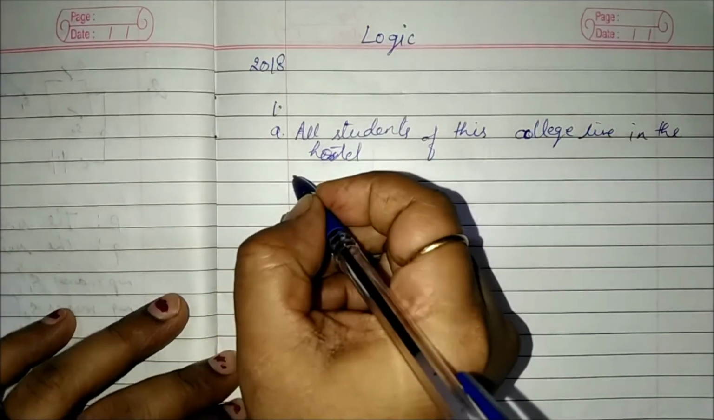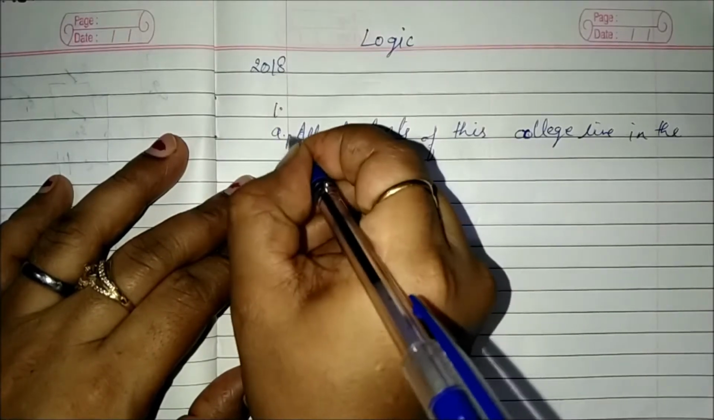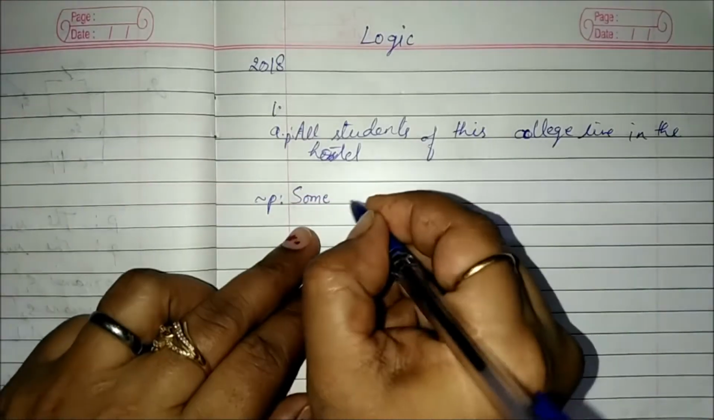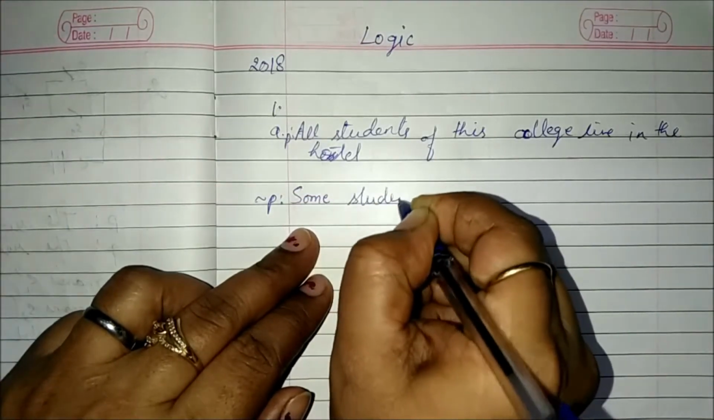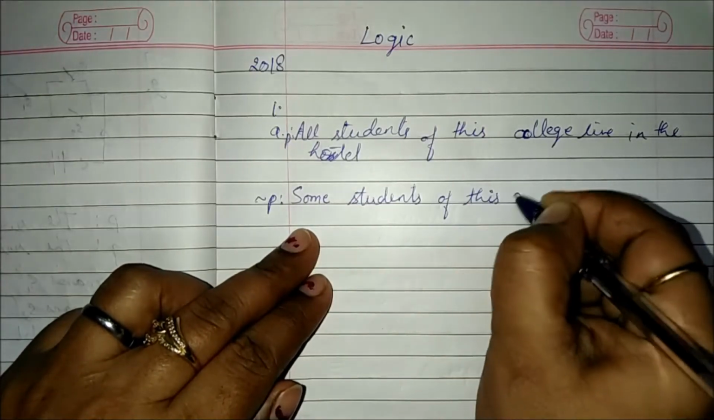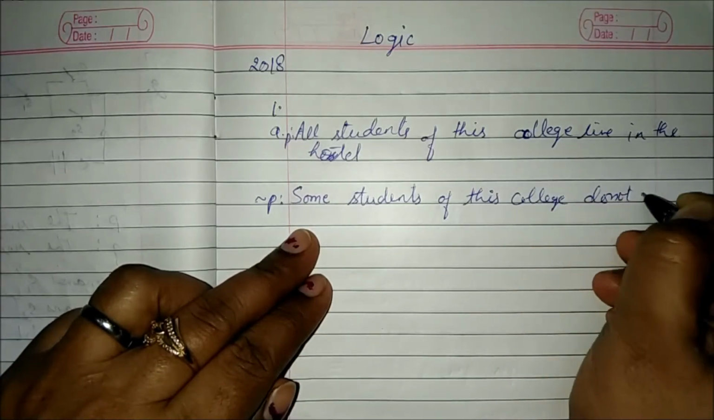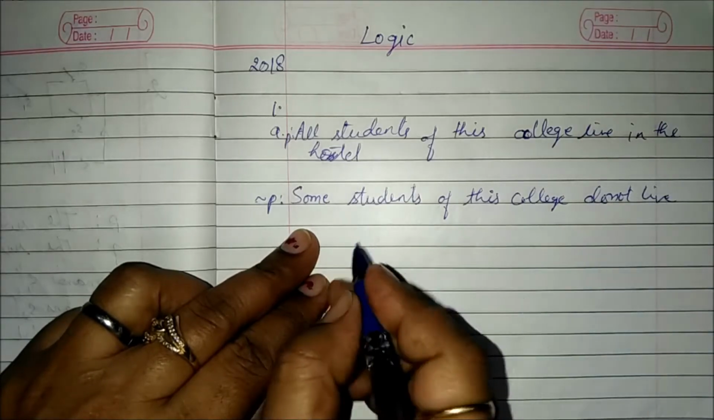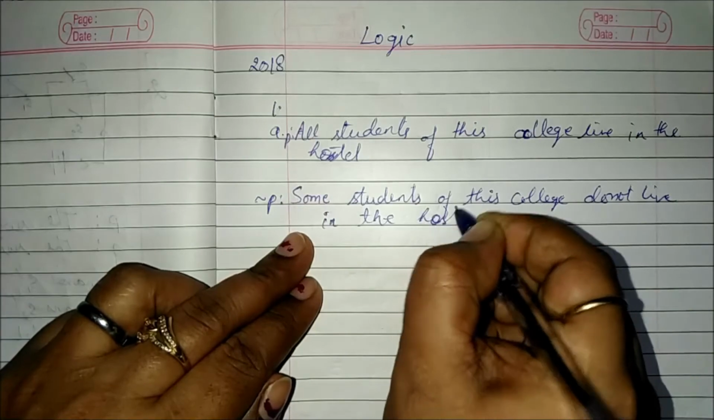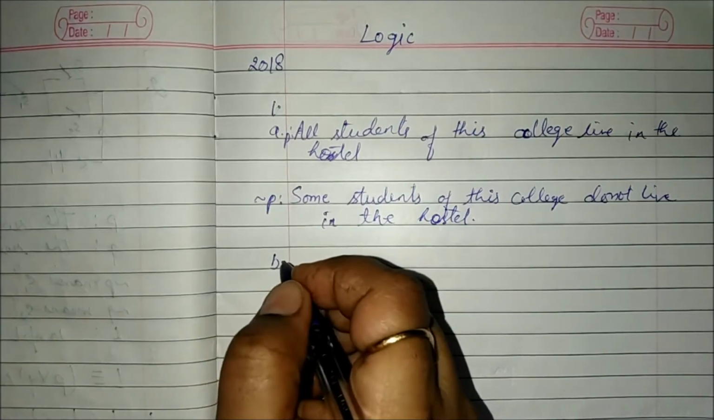So here for negation we convert this all into some. If this is P, we write not P. Not P is some students of this college do not live in the hostel. Okay, now see its second part.